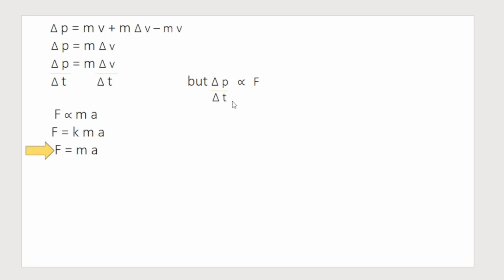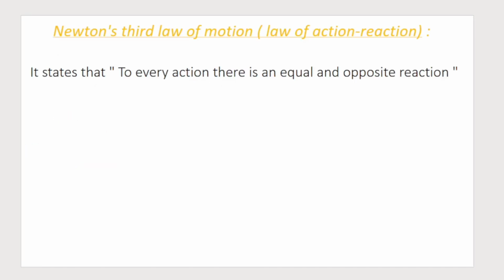But delta p by delta t is directly proportional to F. We know this from Newton's second law of motion, and delta v by delta t is acceleration. So we get F is directly proportional to ma. Now we replace the directly proportional symbol with a constant k and get F is equal to kma. For convenience, take the value of k as 1. Then we get F is equal to ma. Hence proved.